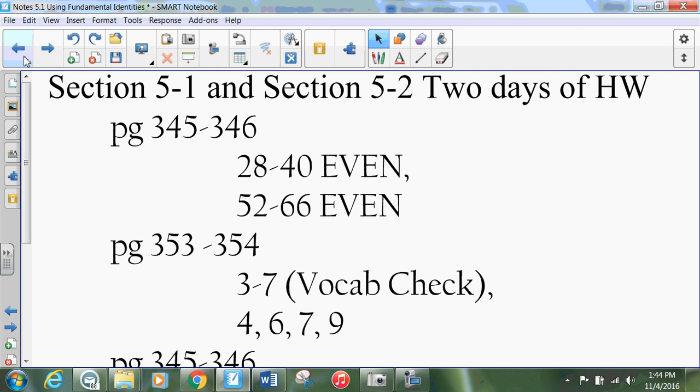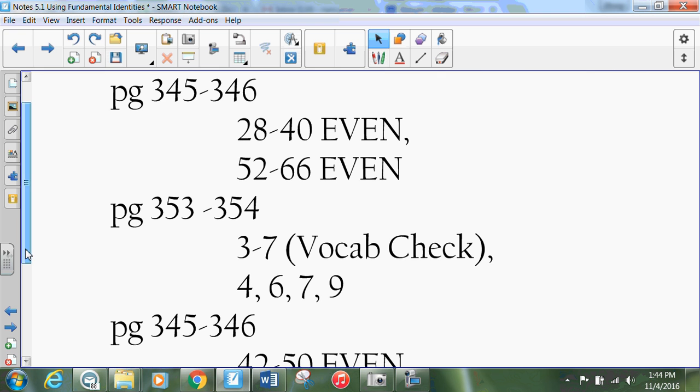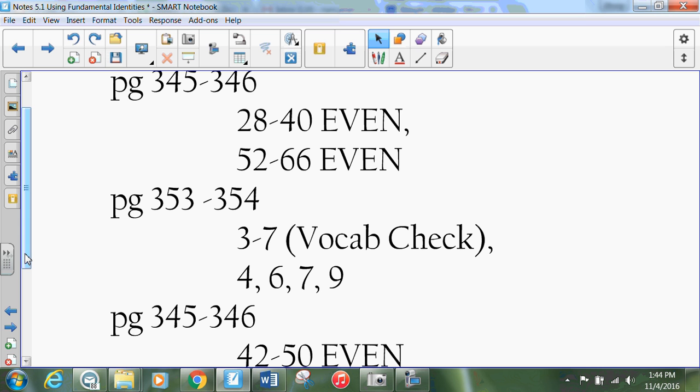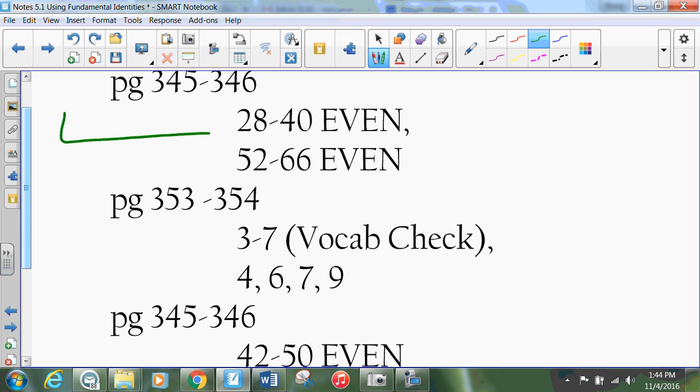So I want you to notice that the homework here, I think it does match what you have on your paper. It does not match what's on the pacing guide. I believe there are more problems right here, and I do not want you doing them. The problems that are on page 345, I forget which numbers they are, do not do. And the other thing is we can get rid of the vocab check.